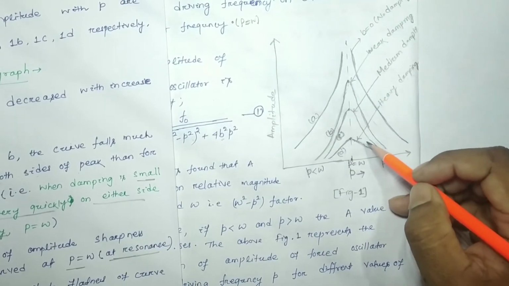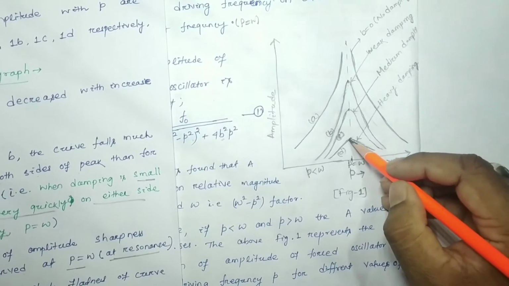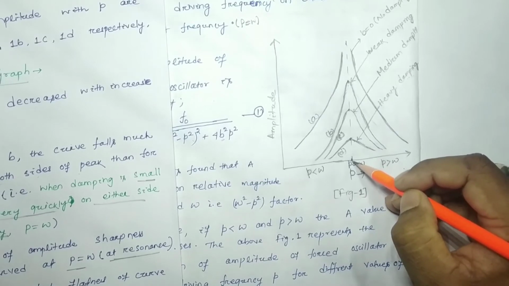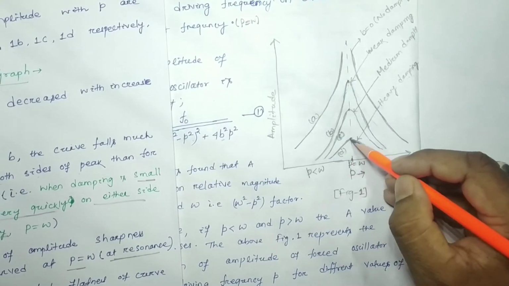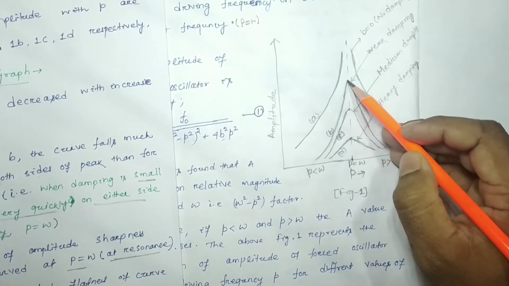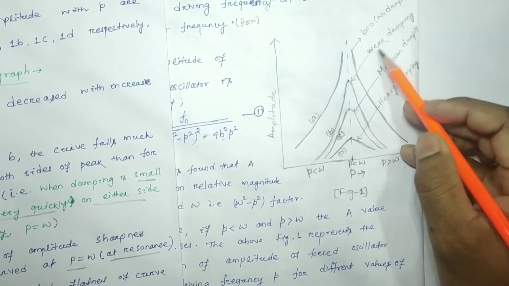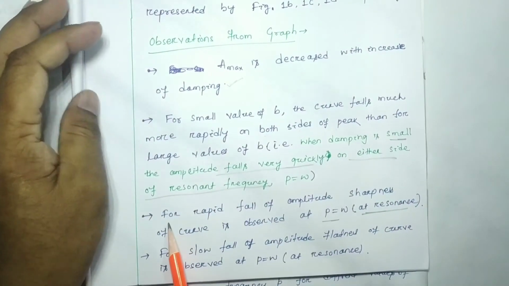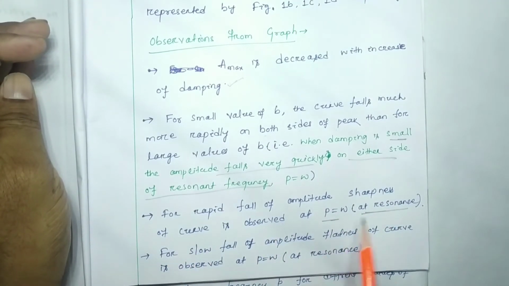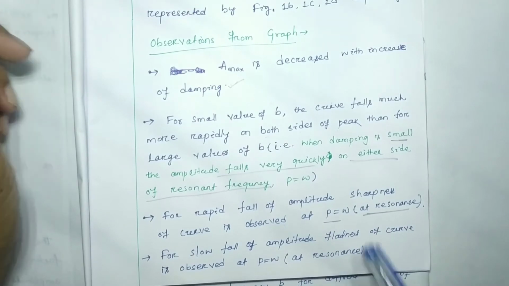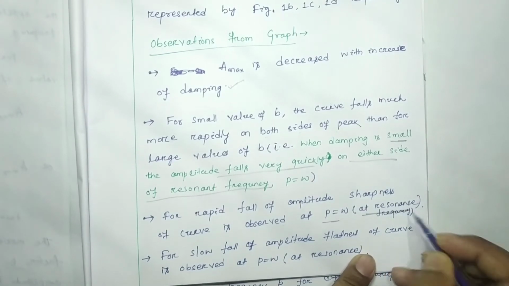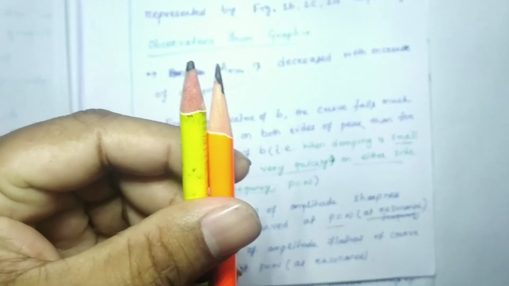That means whenever the damping is large, the rate of fall of amplitude on either side of your resonant frequency will be less. So we get the flattened curve for the heavy damping case and the sharpened curve at p equal to omega for weak damping. Same thing has been written. For rapid fall of amplitude, sharpness of the curve is observed at p equal to omega, that means at resonance. At resonance frequency the curve looks sharpened.